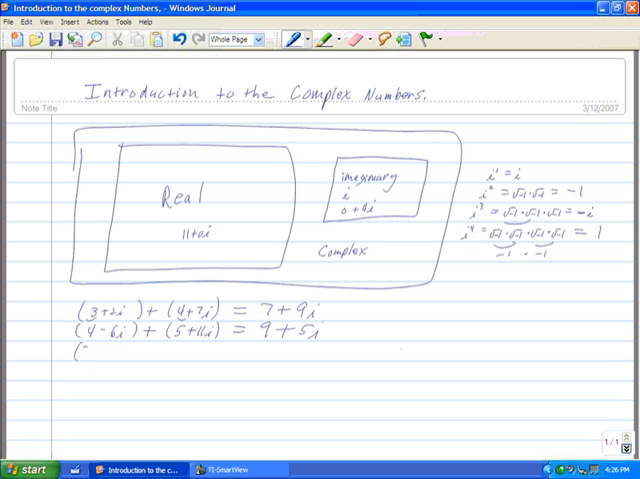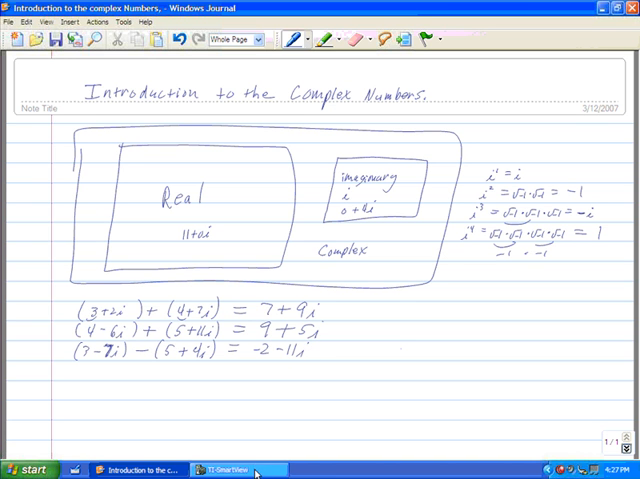Now when you subtract, like a 3 minus 7i minus a 5 plus a 4i, you have to remember to distribute your minus sign. So 3 minus 5 would be a negative 2. Negative 7 minus a 4 would be a minus 11i.